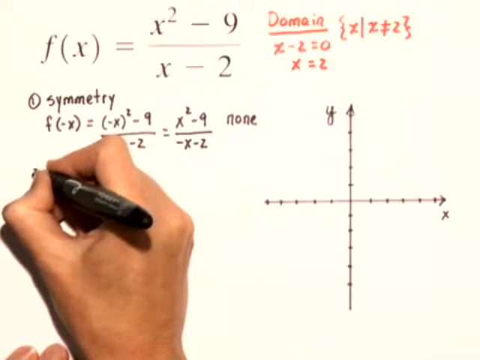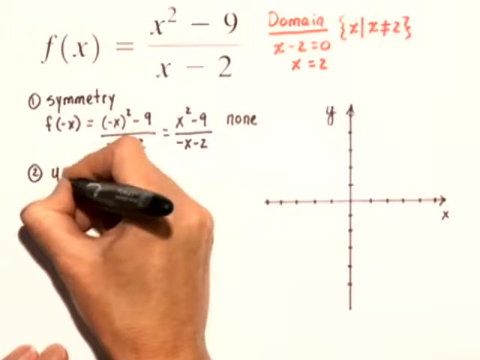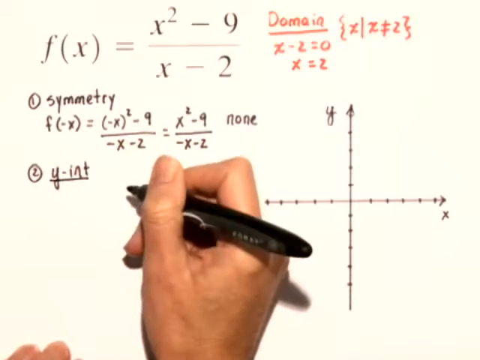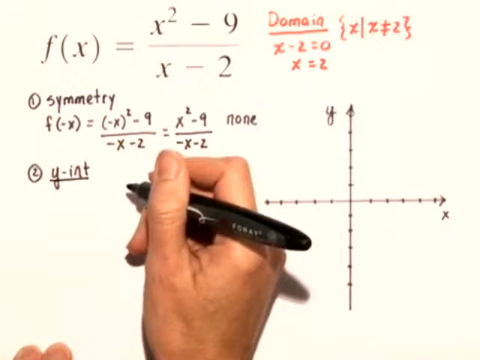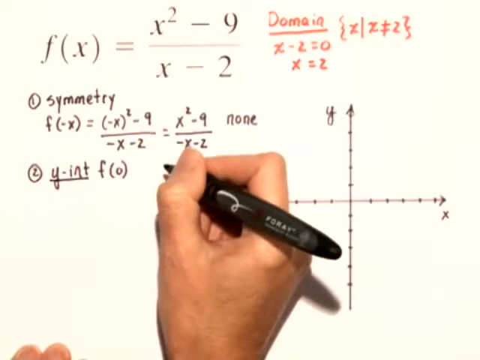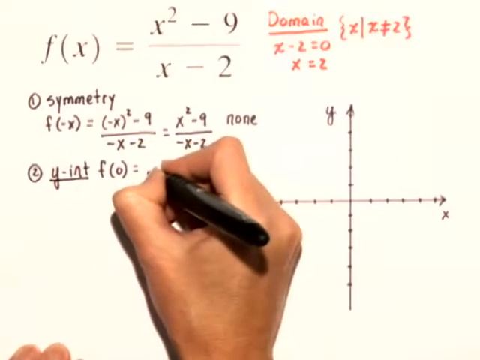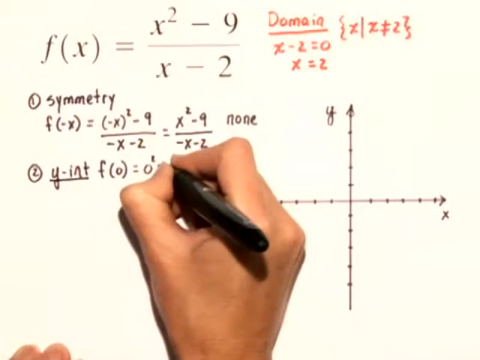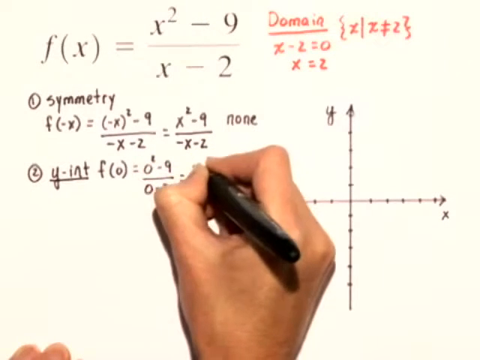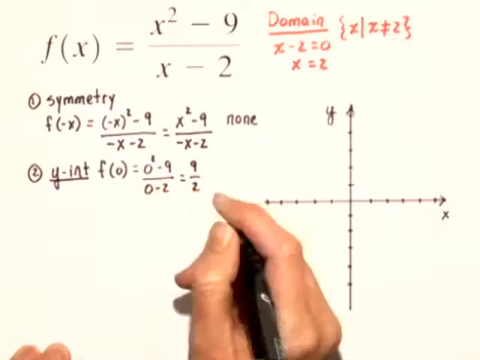In step 2, let's find our y-intercept if we have one. We find our y-intercept by letting x equal 0. So that just means we're looking for f evaluated at 0, which in this case is going to be 0 squared minus 9 over 0 minus 2, or simply negative 9 halves.